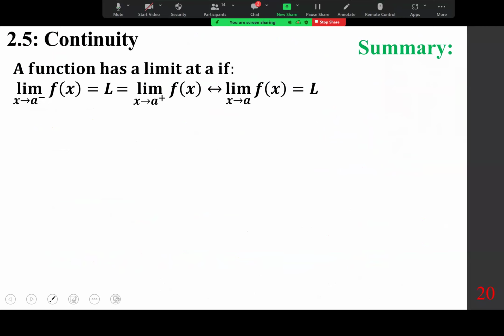And now we want to go with the concept of continuity. The summary is that a function has a limit at a if the limit of f of x as x approaches a from the left is L and the limit of f of x as x approaches a from the right is L. In other words, the limit of f of x as x approaches a does exist.